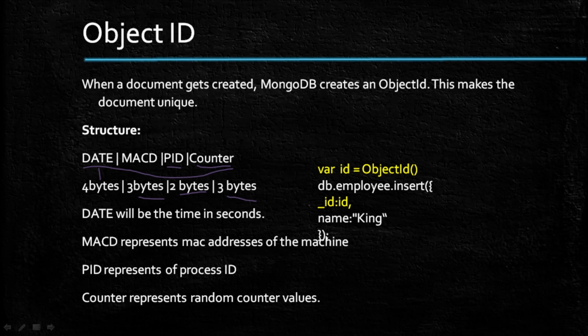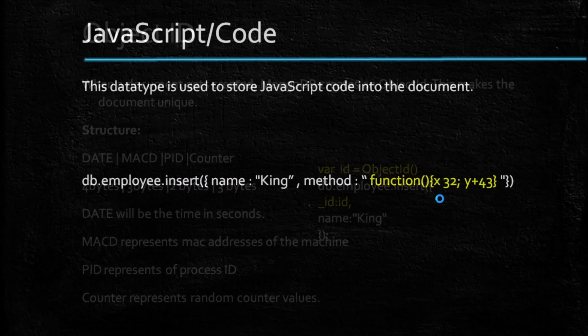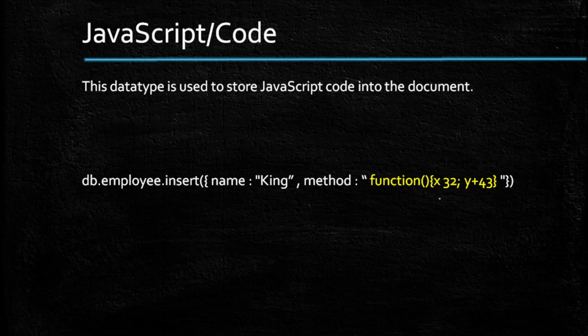In this example, we are assigning the object ID explicitly to our variable ID, and we can create a unique ID by using this variable, and that ID we can insert into our collection. Now we will understand the JavaScript or code data type. This data type is used to store JavaScript code in the document. Simply, we can write a function inside the value and that data will be inserted into our collection. So it is also possible in MongoDB.